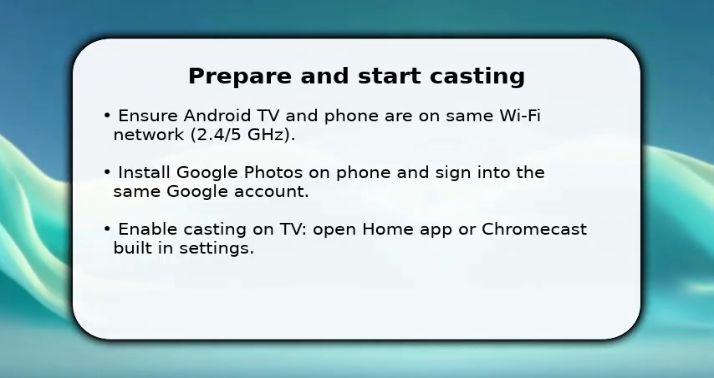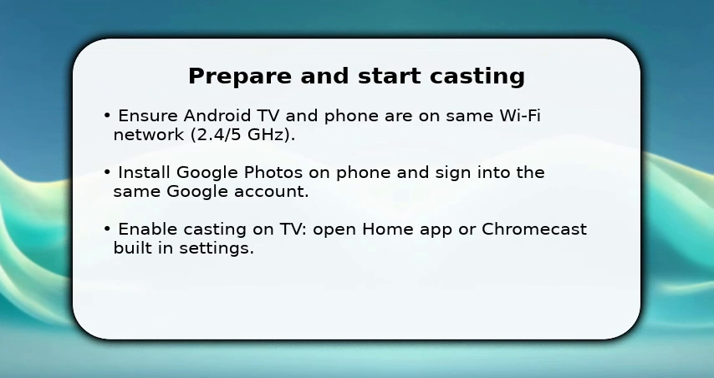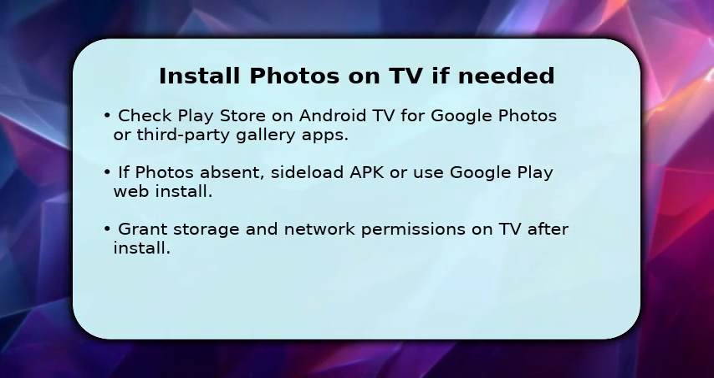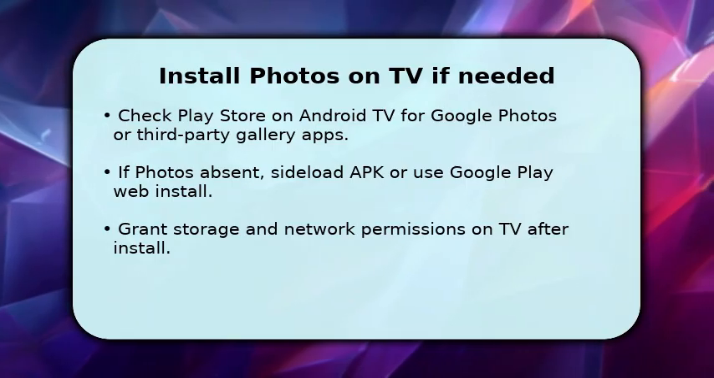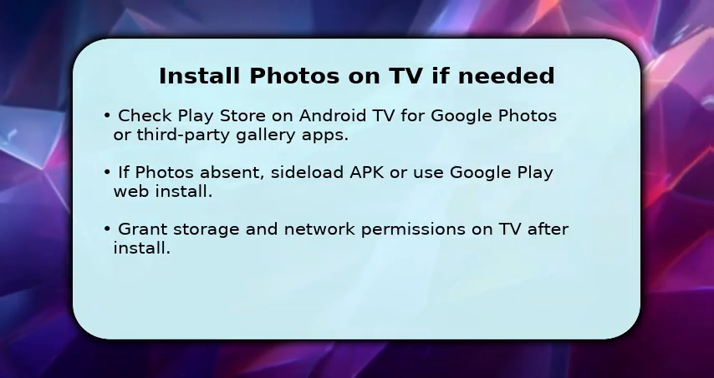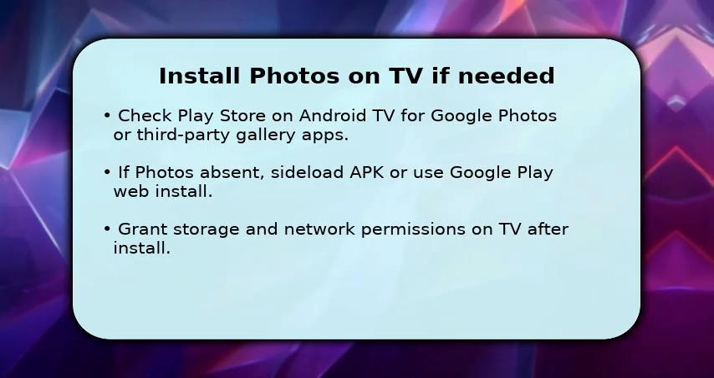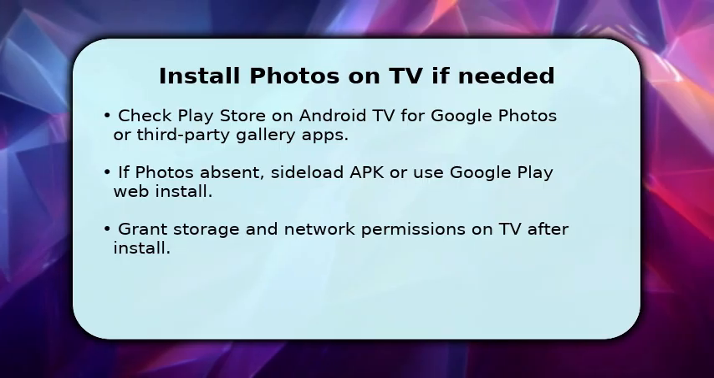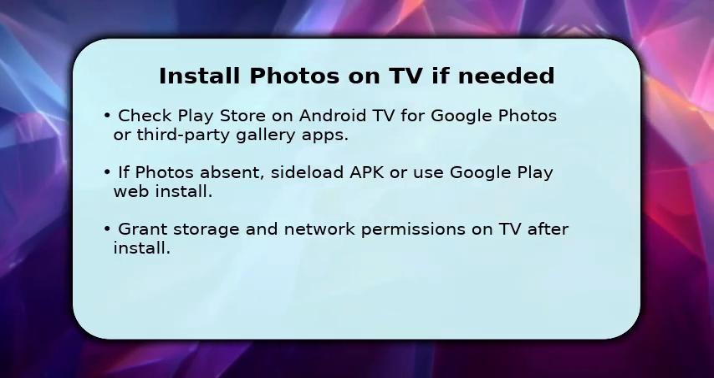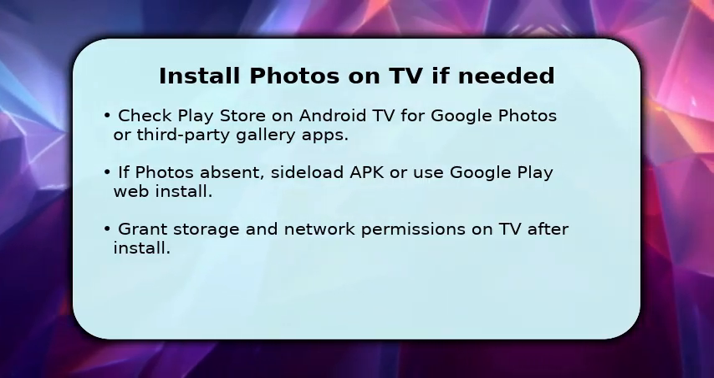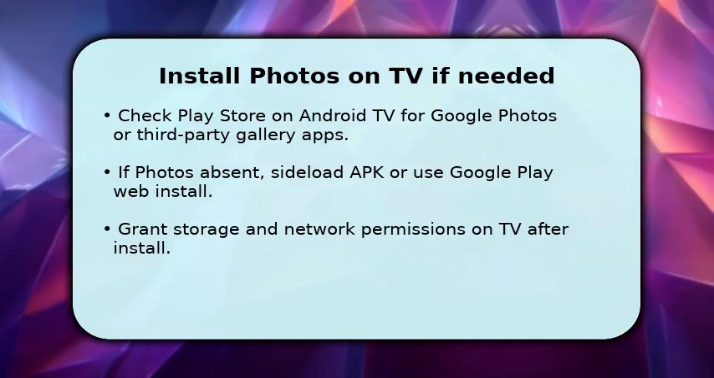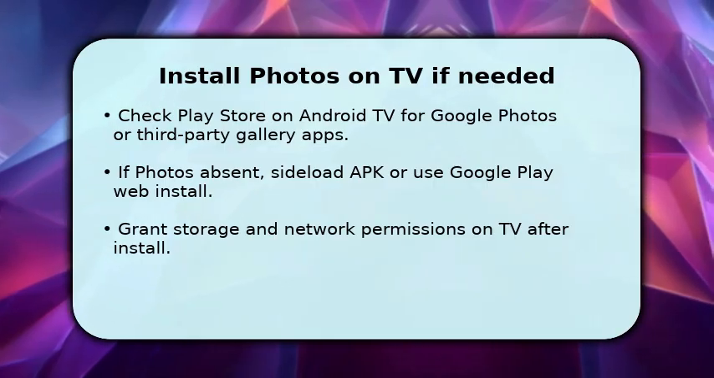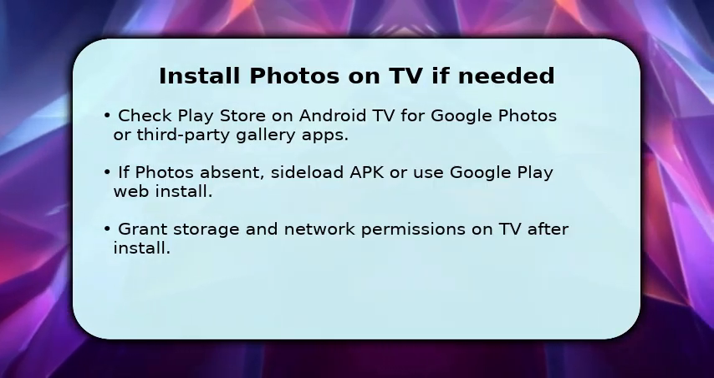begin streaming. If casting isn't available or you prefer native viewing, install Google Photos or a compatible gallery on your Android TV. Once you open the Play Store on the TV, search for Google Photos. If it's not listed, sideload the APK or use the Play Store web install from your phone. After installation, sign into the same Google account on the TV app and grant storage and network permissions so the app can fetch thumbnails and full-size images. This lets you browse with Photos casting or the TV app installed.